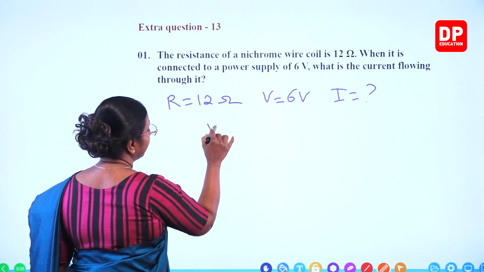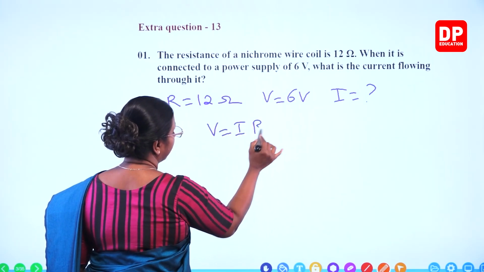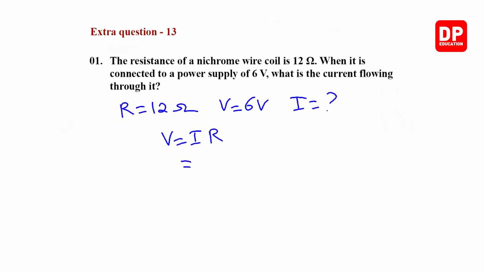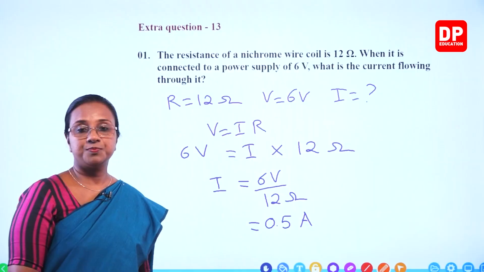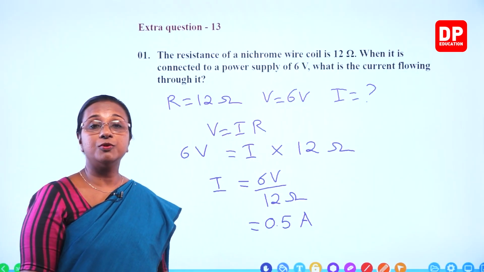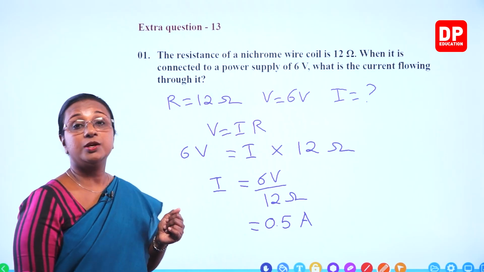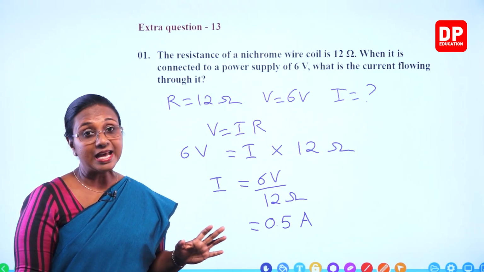So if we write the equation here again, V equals IR, I will substitute first. 6 volts, that is equal to I we need to find, and R is given to you all as 12 ohms. So if you rearrange now, I is equal to 6 volts divided by 12 ohms. So 6 over 12 is going to be 0.5 and the unit amperes. So that is the current flow through the nichrome wire coil. Is that clear to you all?